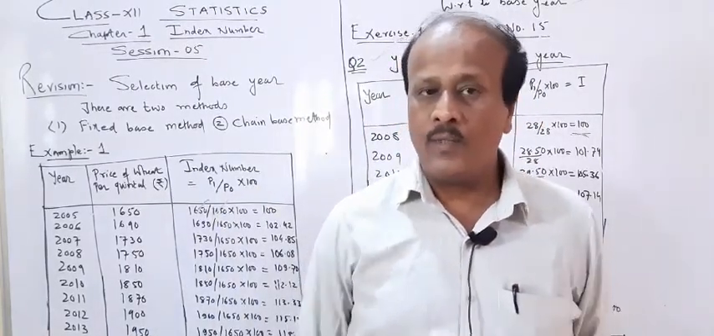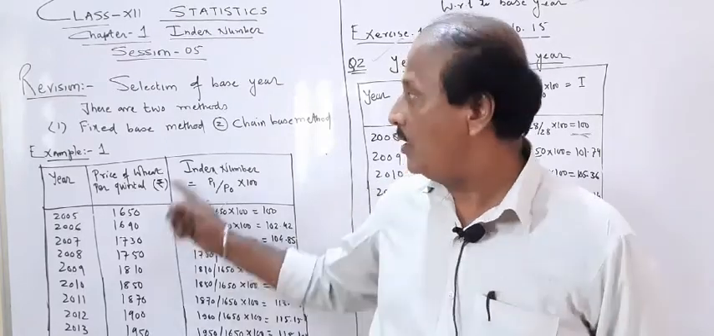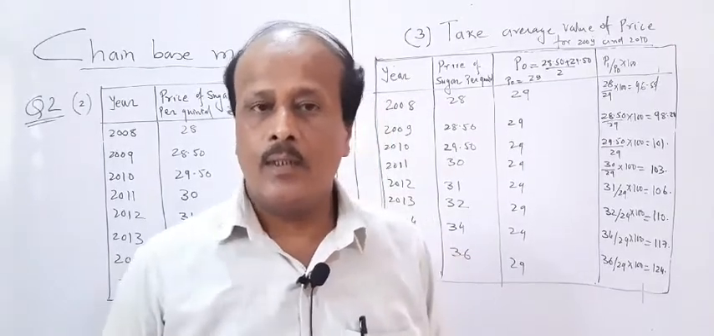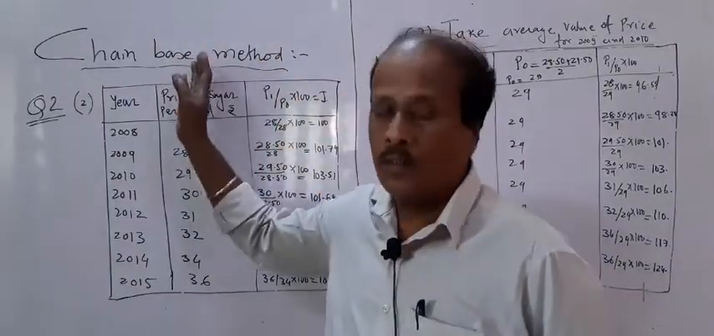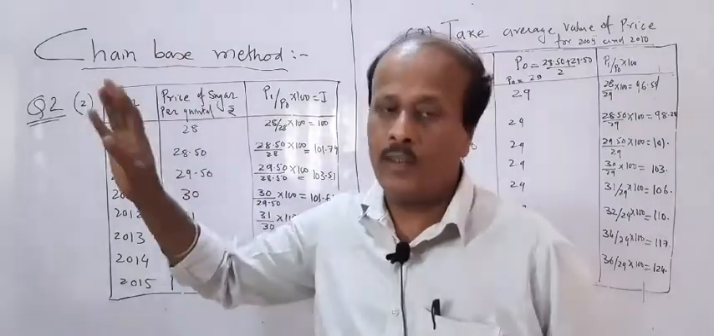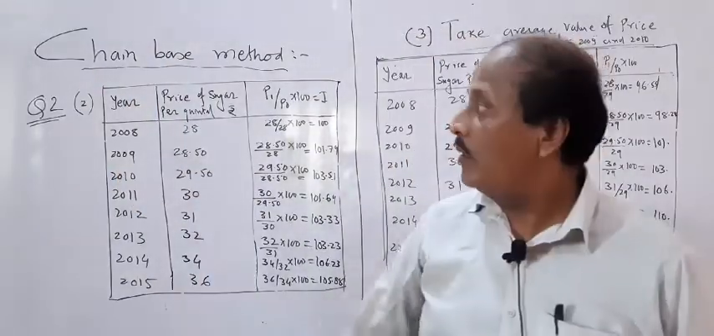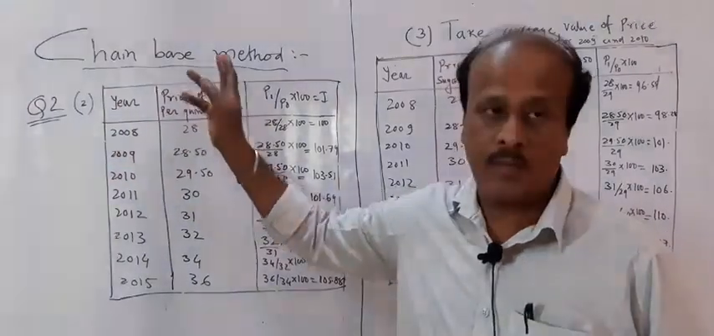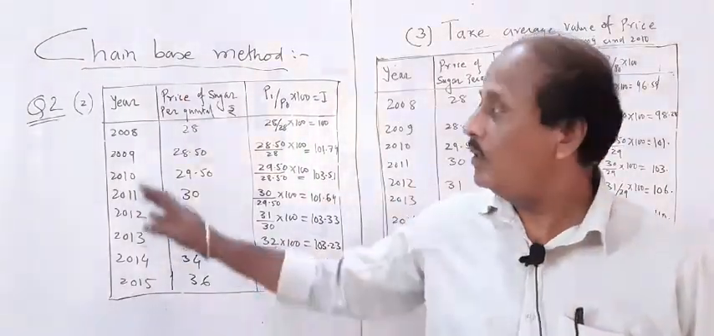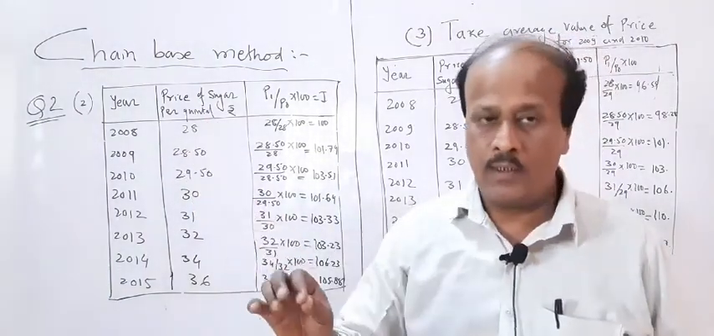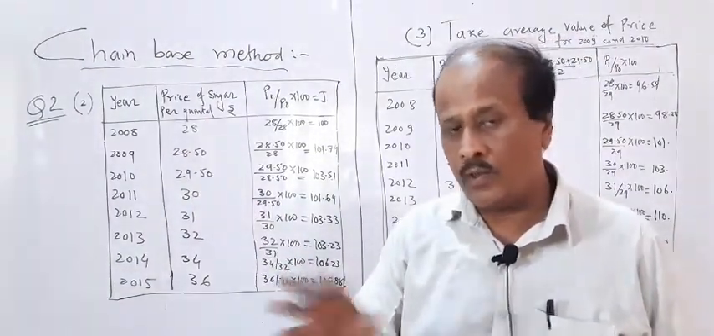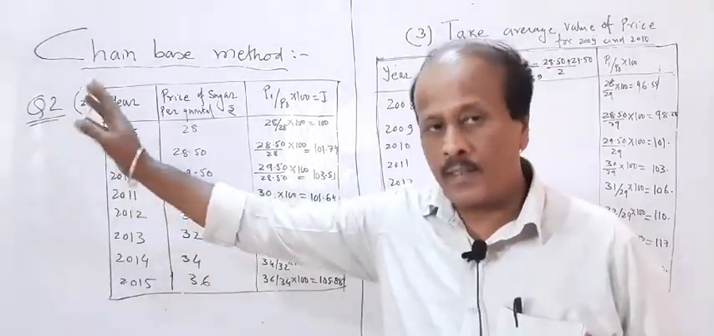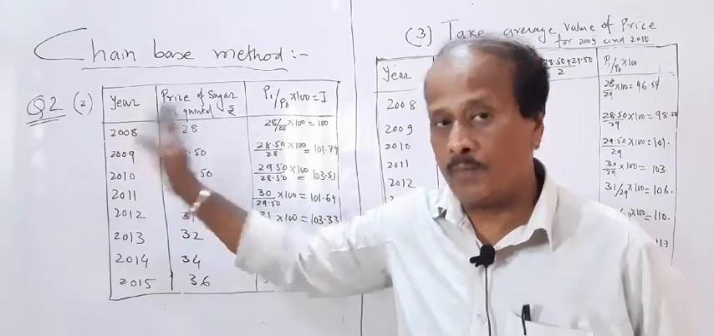Now we will see a question depending upon the chain based method. Now we will see the second method, the chain based method. The word itself tells you the meaning, already I told you. Now the same question number 2 I have used for the chain based method. In fact, question number 2 is for 3 purposes. So what I did, I divided question number 2 into 3 parts. First of all, in question number 2 part 1, the calculation was depending upon the fixed base method.